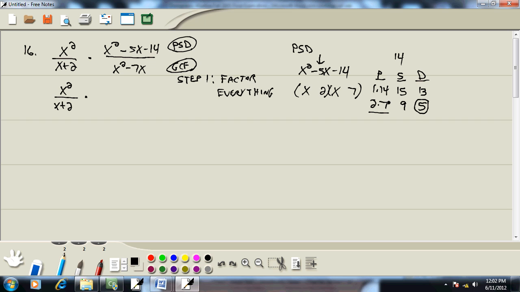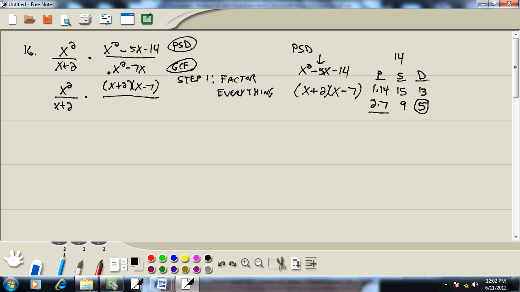Now our note on the signs is our larger number in the P column, which is 7, is going to be the same sign as our middle term, so it'll be negative. If the number has circles in the S column, that means same signs. If the number has circles in the difference column, D for different signs. Since this is negative, then this one will be positive. So this one factors as x plus 2 times x minus 7.